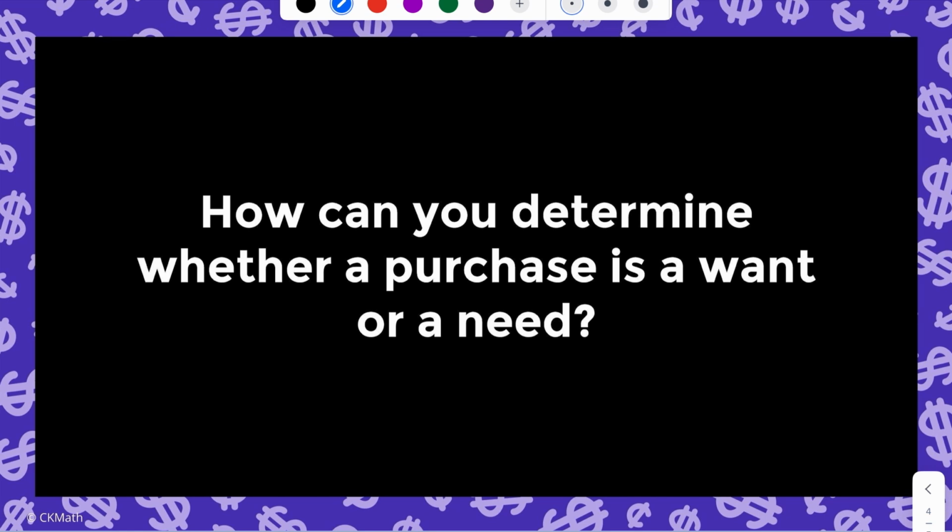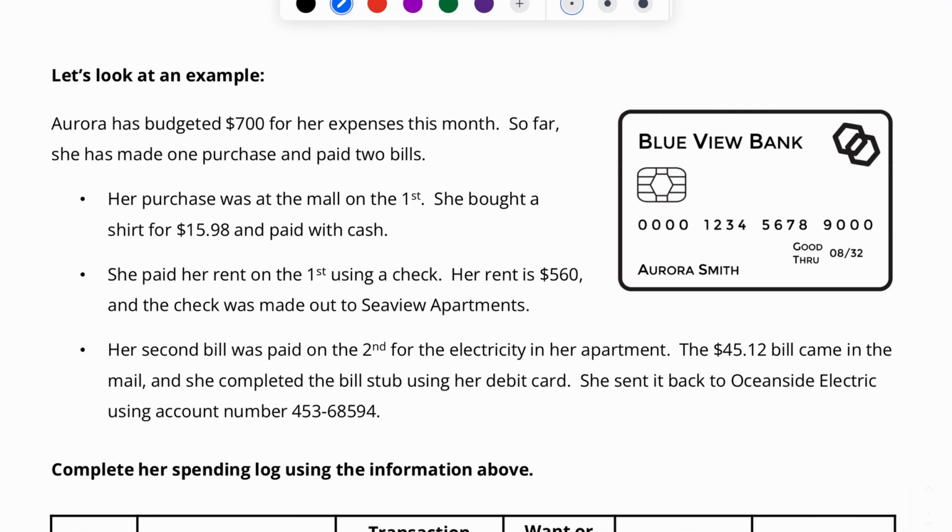Okay, we're going to switch over to an example of a spending log and record some transactions. Okay, so here is our example. It says Aurora has budgeted $700 for her expenses this month. So far, she has made one purchase and paid two bills. Her purchase was at the mall on the 1st. She bought a shirt for $15.98 and paid with cash.